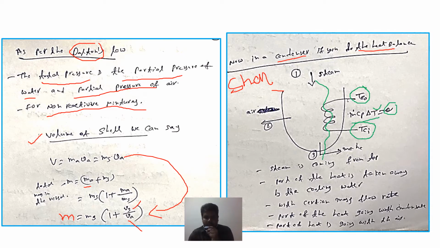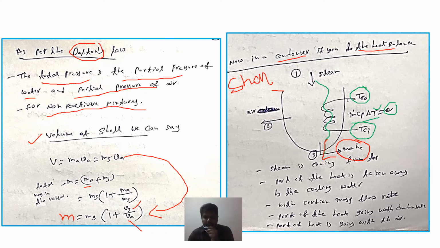The other way of heat going away is, after condensing, the condensate liquid will come out from the shell. Along with the condensate, some amount of heat will come. So that heat is mc into hc, meaning mass of condensate into enthalpy of condensate.